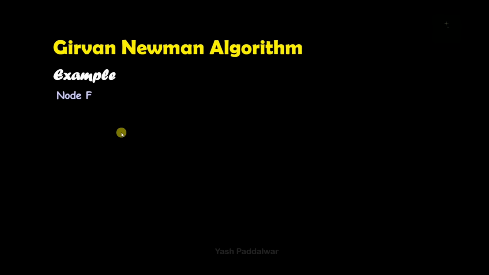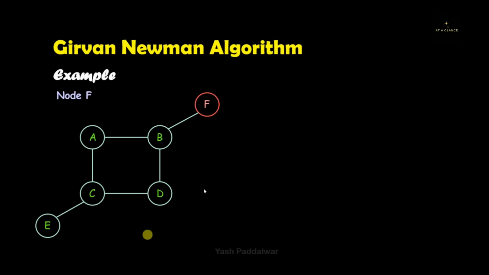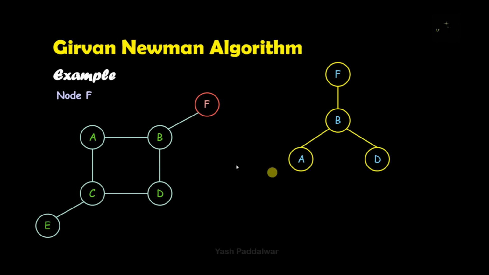Now it's the last node to calculate the edge betweenness of all the edges. So considering the F node now as the root node, we'll have to construct the tree. F is directly reachable to B, B is directly reachable to A and D, A is directly reachable to C, D is also directly reachable to C. Now C is directly reachable to E.